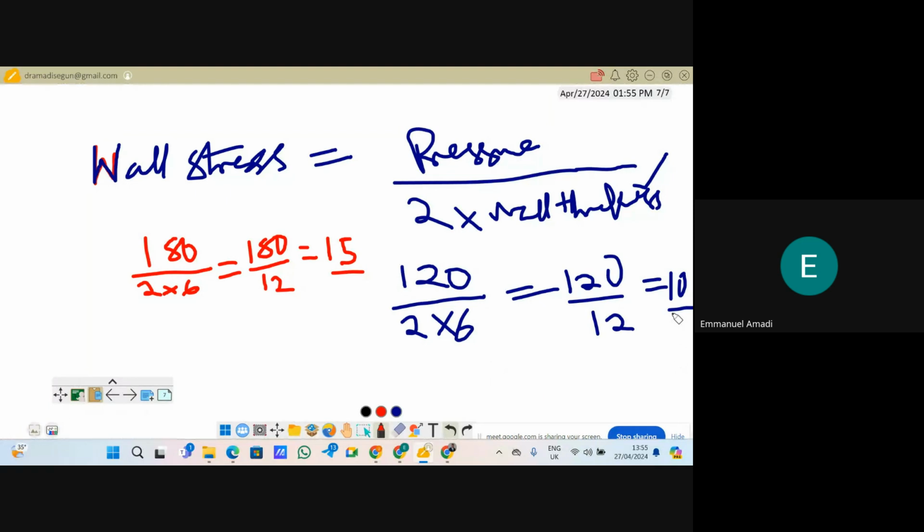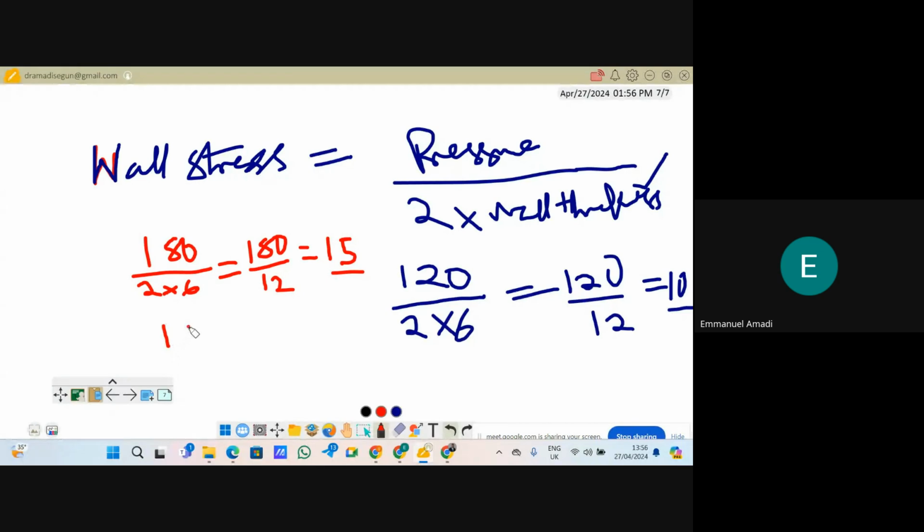It's supposed to be maintained at 10. This can cause a lot of complication. Now, the question is, how do you bring back this wall stress to normal? The only way to do that is that the ventricle will have to undergo hypertrophy. Let's assume now that the ventricle has compensated by undergoing hypertrophy.